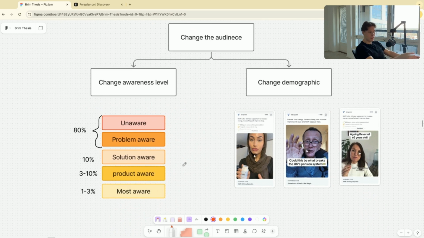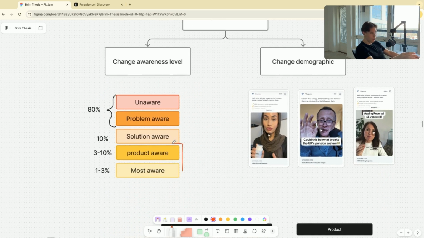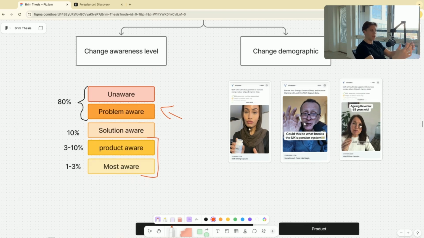So the change we did for them: they were running mostly product and most aware ads to the lowest hanging fruits on the market. We identified this problem and we changed them from most aware ads to unaware and problem aware ads. That allowed us just to increase the TAM and target people that were untapped on that market.